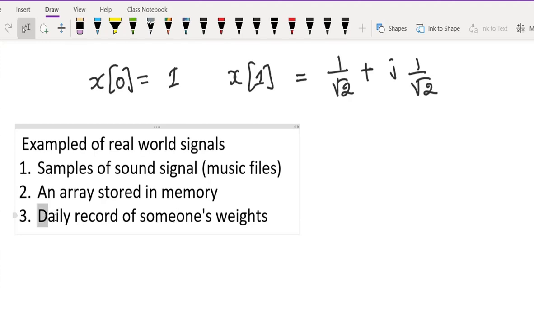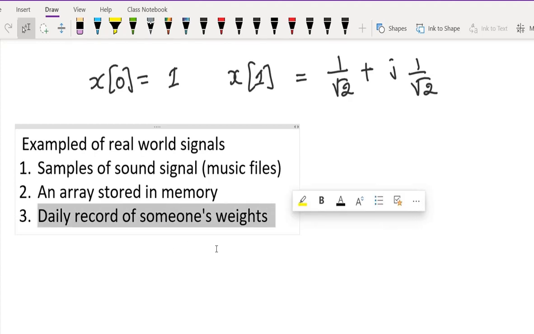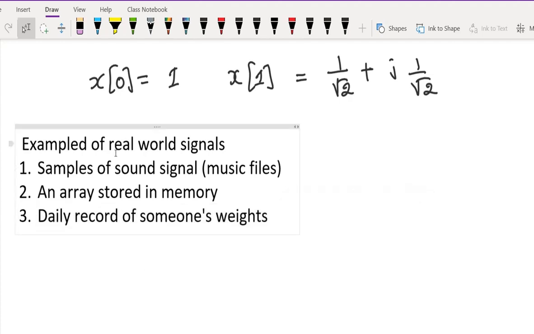Another example, daily records of someone's weights. Again, you can say your weight recorded on day 0, day 1, day 2, and so on. So these are all examples of discrete time signals. Note that the common feature among all this is that the input is discrete. And when an input is discrete, you can address it using integers. And the output in general can be any real number. And if you want to generalize even further, the output can be any complex number.